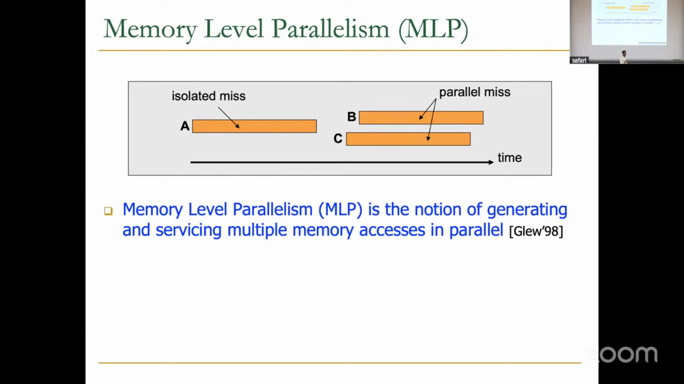Now if I ask you, you have the chance to save one of these misses, only one. Which one do you want to save? Do you want to save A, do you want to save B, or do you want to save C? Anyone?